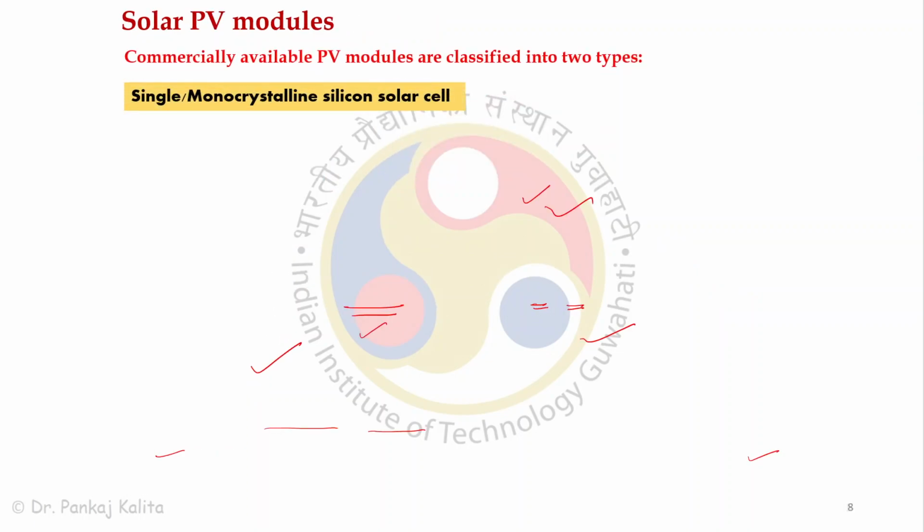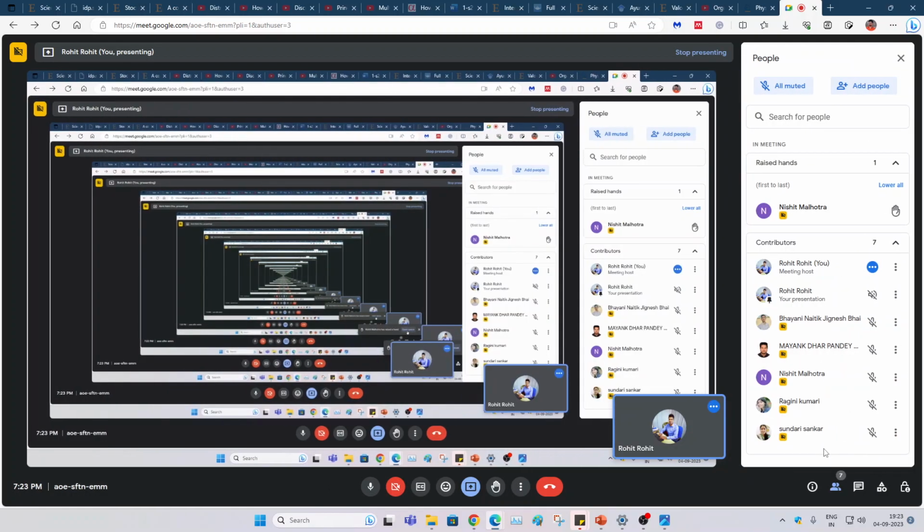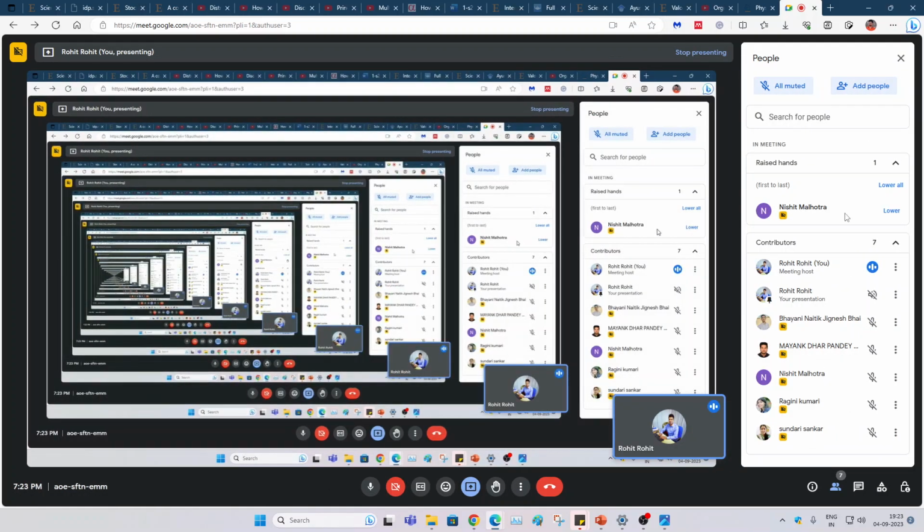So commercially available PV photovoltaic modules are classified into two types. Is there any question or something? Nisit raised hand. Yeah, Nisit, do you have any question?